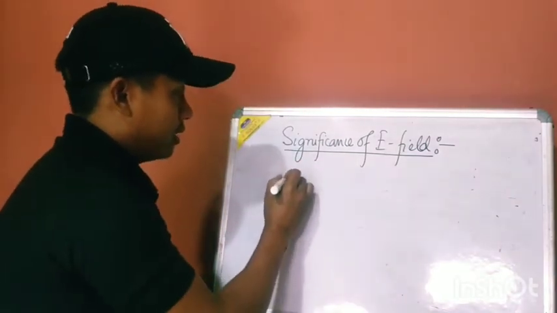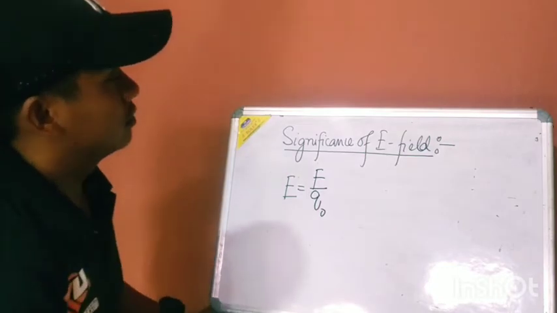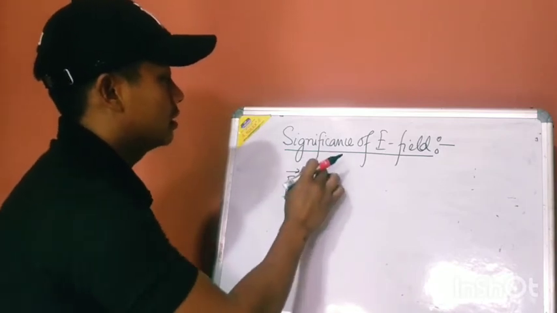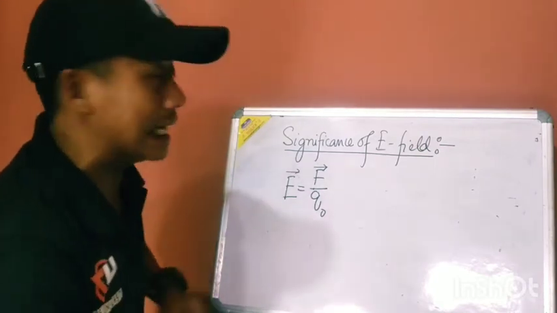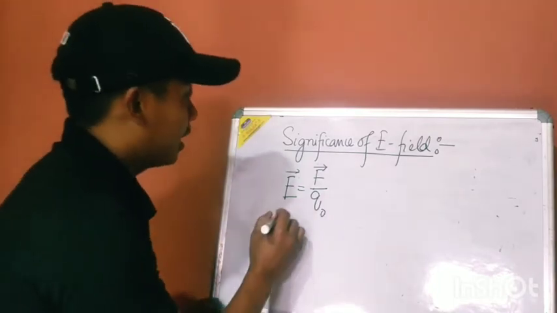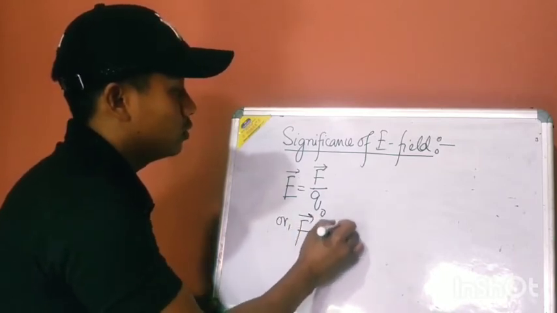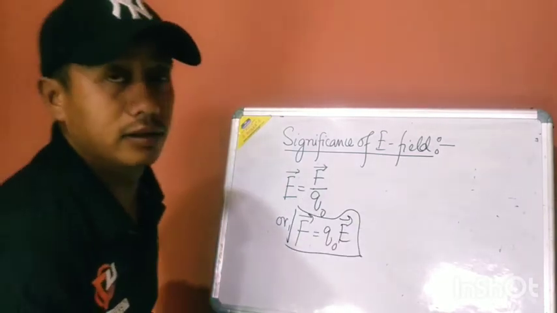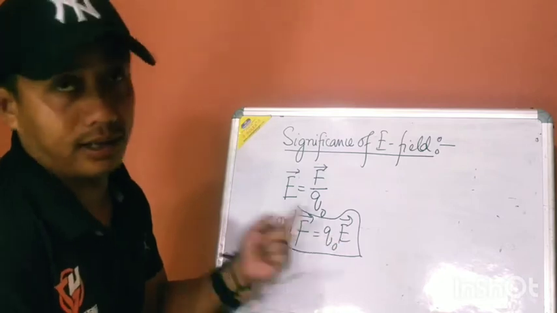By definition of electric field, it is force divided by test charge, or as a vector quantity, force F vector divided by the test charge Q naught. This is the definition of electric field intensity. If you find this F vector, how much do you get? Q naught E vector. From the definition of electric field intensity, force is Q naught times E vector.